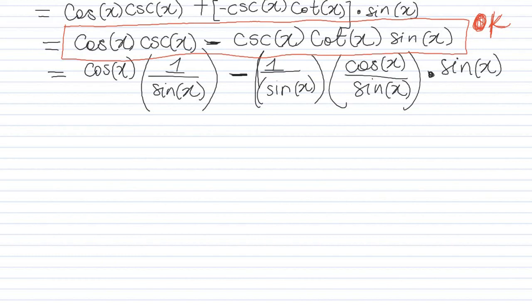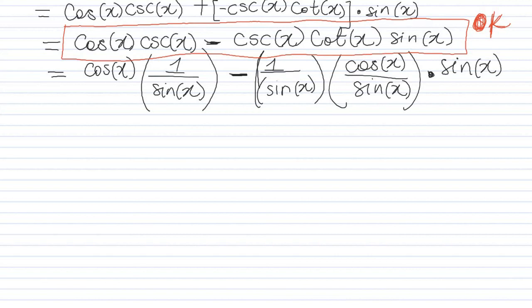Cosine x multiplied by cosecant x minus cosecant x cotangent x sine x is okay. That's the answer. But because I've already gotten used to making sure my work is neat, I do not like my work being all messy. So I like to convert or transform trig information like cosecant, cotangent, secant to other forms where I can easily cancel things out. So in this case, that's what I'm doing.